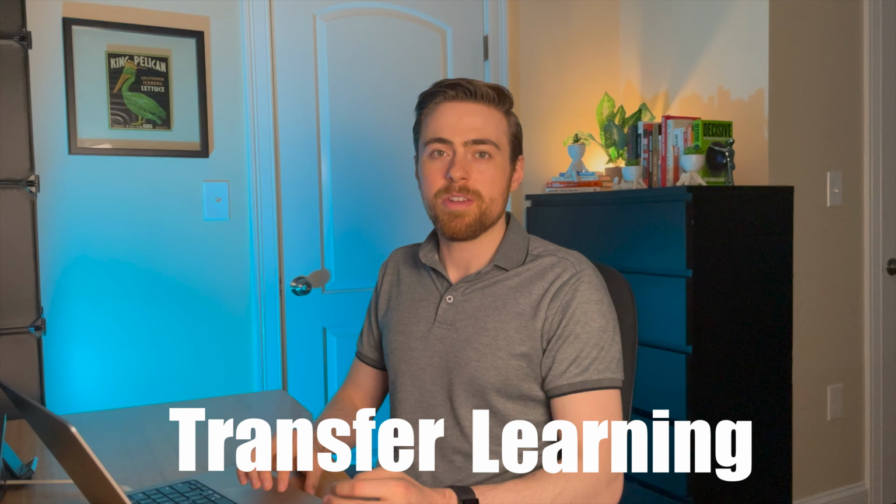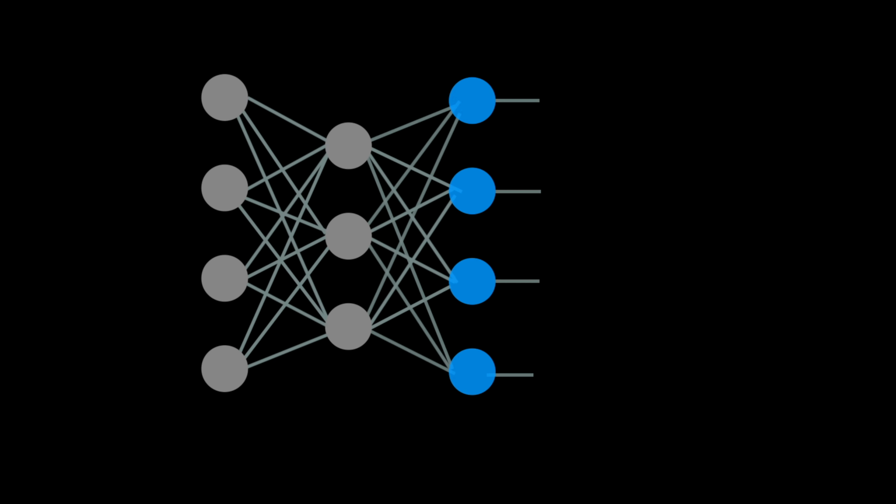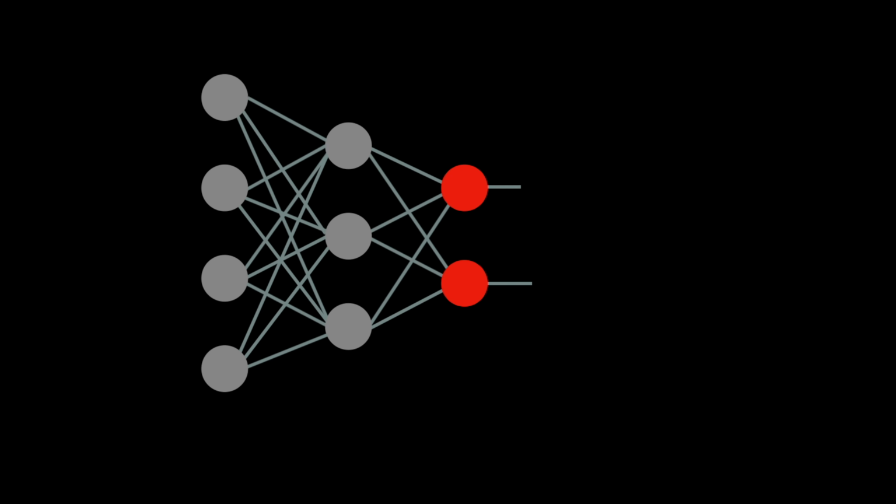So for this step, I'm going to use transfer learning. That's where you take a pre-trained model and then you tweak it to fit your specific use case. So here, I'm going to use fastai's Vision Learner with the ResNet 18 neural network architecture. This has been pre-trained on thousands of images to classify a bunch of different objects, but I'm going to tweak it to specifically classify between muffins and chihuahuas. And all you have to do is to create the Vision Learner and then run fine-tune. So let's run that now.